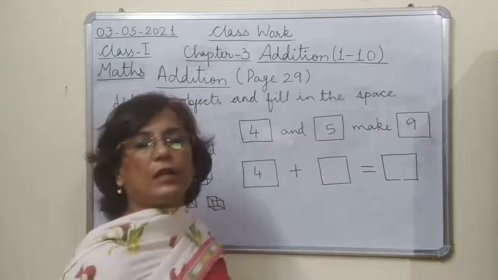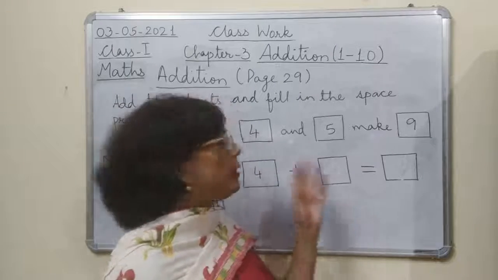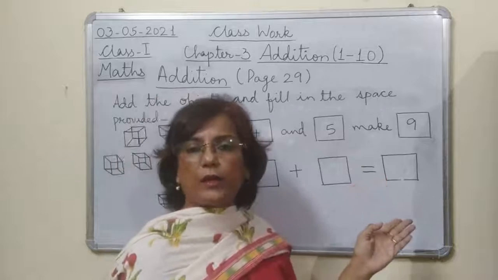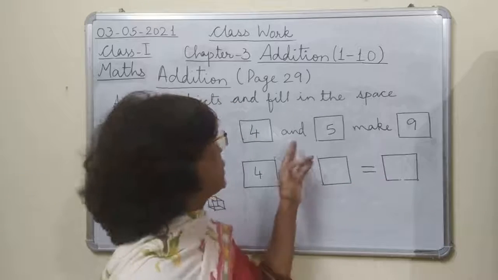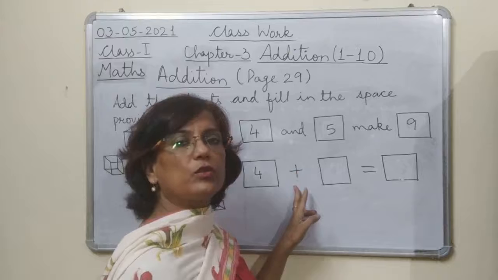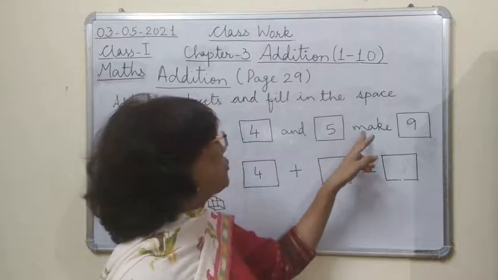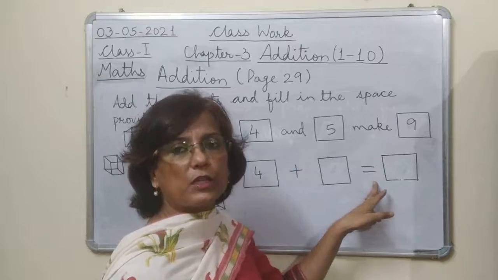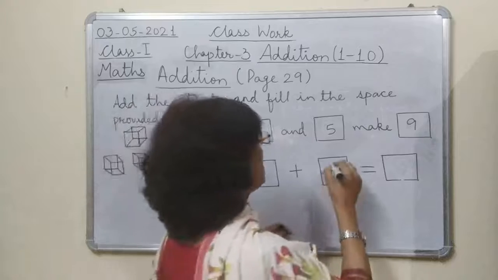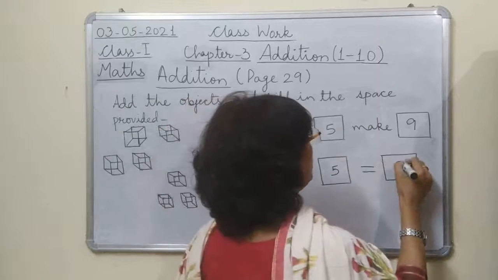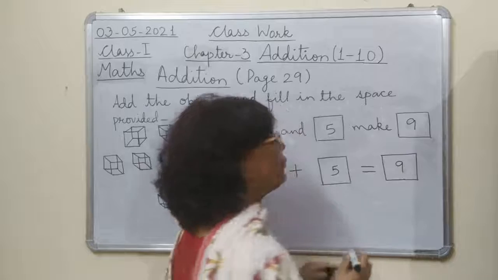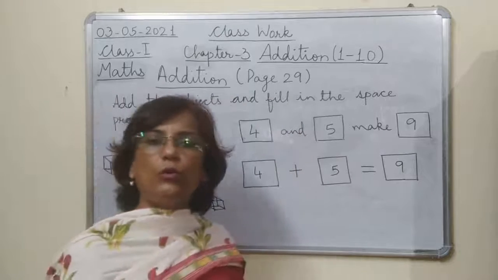And when we write it as a mathematical statement, ये तो अभी एक statement है, जब इसको mathematical symbols use करके लिखेंगे, so in place of and we have used the symbol plus, and in place of make we have used the symbol of is equal to. So 4 plus 5 is equal to 9. ठीक है, 4 plus 5 is equal to 9.